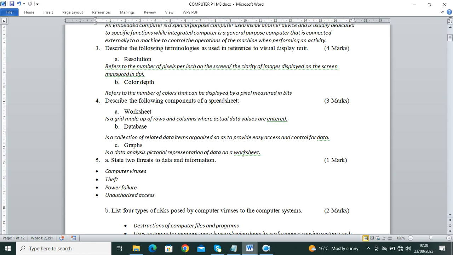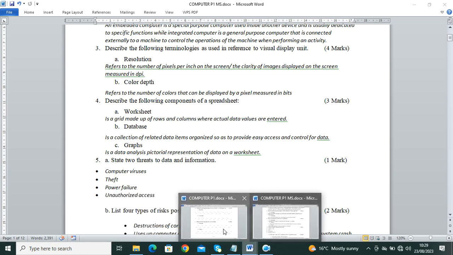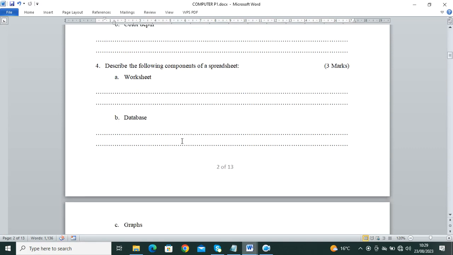Then we have the color depth. This refers to the number of colors that can be displayed by a pixel measured in bits. Guys, just visit Form 1 second topic computer systems and subtopic soft copy output devices. Then we have question number 4. Describe the following components of a spreadsheet. We have a worksheet, we have database and graphs.